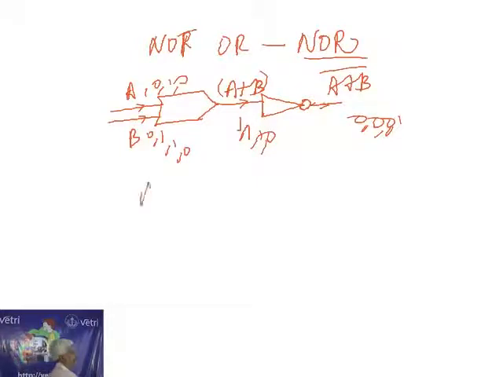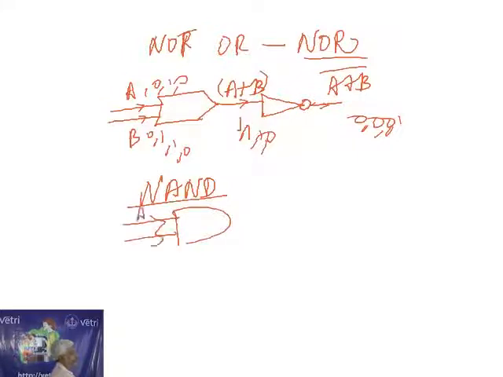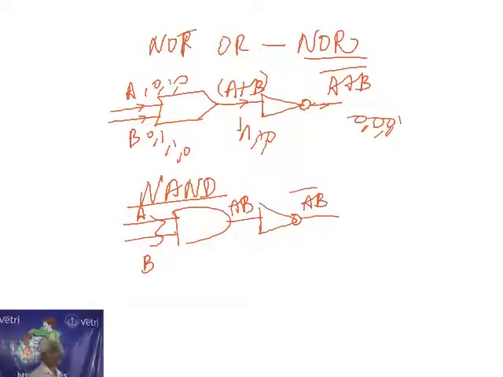Another one is called the NAND gate, N-A-N-D, NAND. The NAND gate is called a universal gate. For example, if I get a gate circuit with inputs A and B, the output may be AB. This may be connected to the NOT gate, so it becomes AB bar. This gate is called a NAND gate.